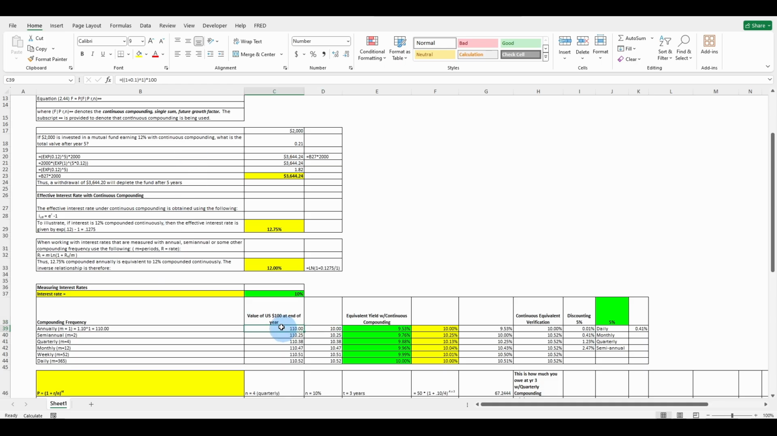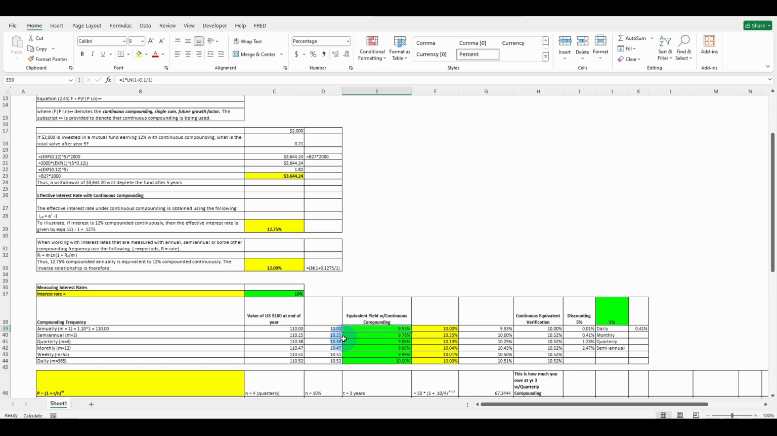Right, let's back up here. We have 1 plus 1 here times 100. All we have here is the value of US $100 at the end of the year. So this is what it looks like with continuous compounding. We have 110, semi-annual is 110.25, quarterly is 110.38, 110.47, 110.51, 110.52. All I did was take the interest here, and all I did was subtract the 100.